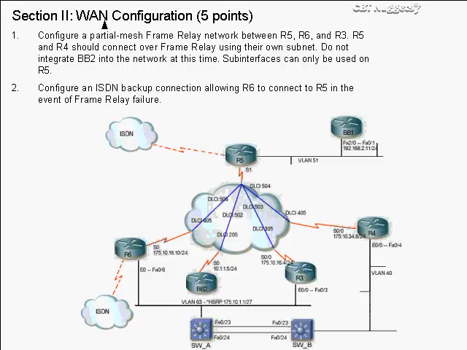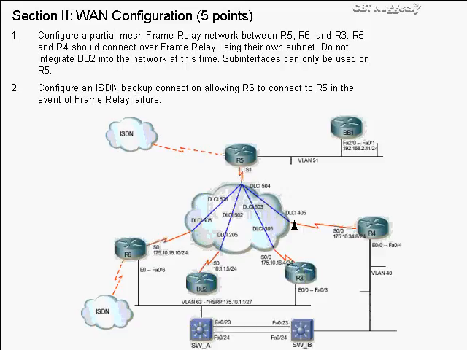From there, we move into the more difficult concepts. Section 2, WAN configuration, 5 points. We need to configure a partial mesh frame relay network between router 5, 6, and 3. Router 5 and router 4 should connect on the frame relay network using their own subnet. Now, it doesn't tell you, but that immediately hints to you, 5 and 4, they're probably a point-to-point sub-interface.